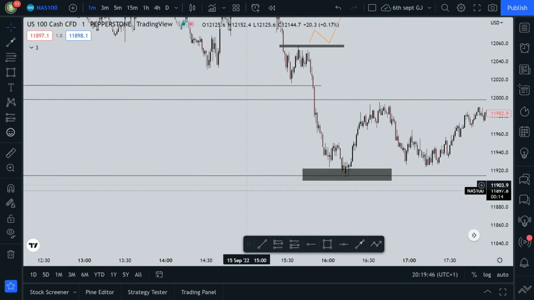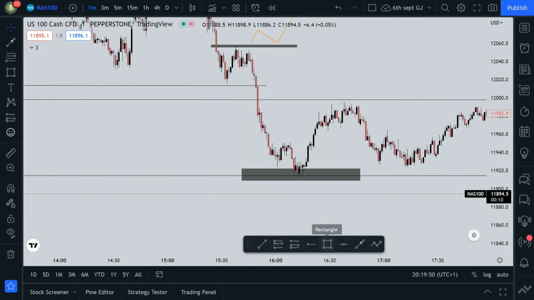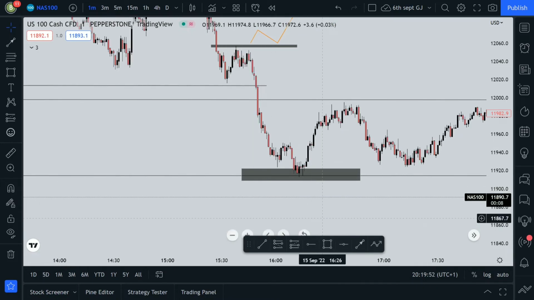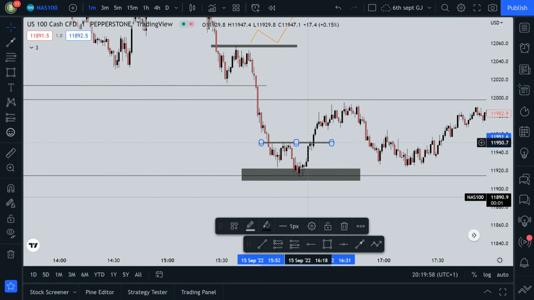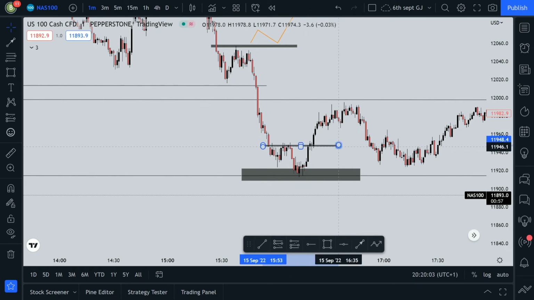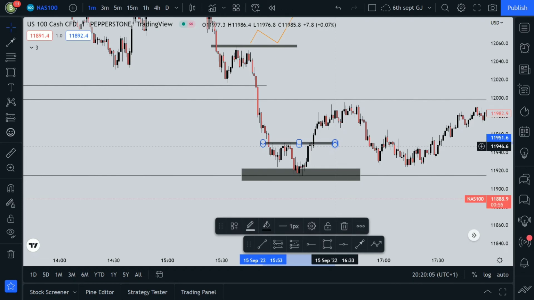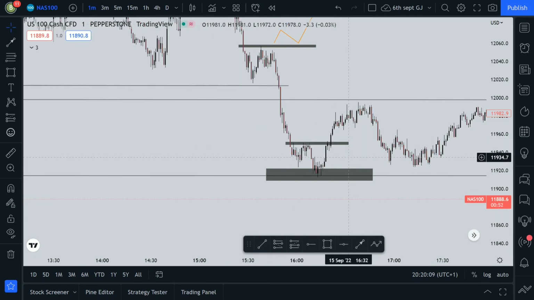When it touched that level the second time, I wanted to spot a break of structure in the direction in which I want to take the trade. So I spotted this minor resistance on a 1 minute chart, which was this level here, and I drew my zone on the M1. All I was waiting for was for price to break that level.